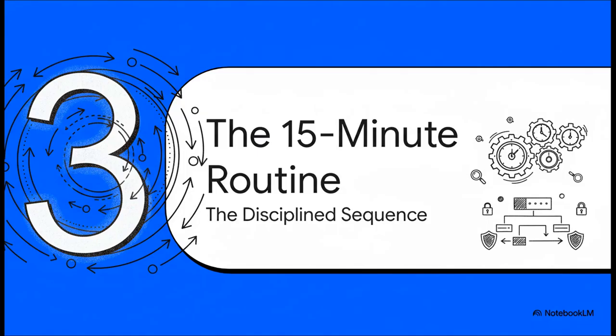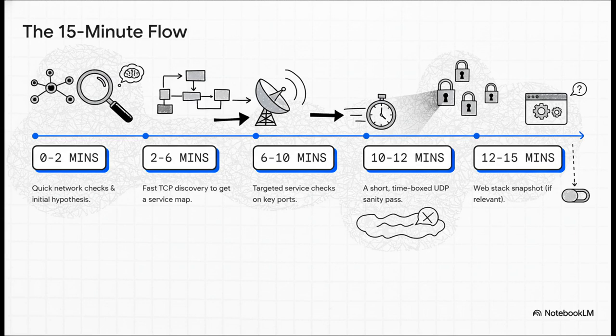Okay, so we've torn apart all the problems. Now, let's build the solution. This is it, the elegant, repeatable 15-minute routine that is designed to counter all those mistakes and build some real, actual momentum. Now, what's so cool about this flow is the discipline that it forces on you. Look at this. It starts with 2 whole minutes for basic checks and to actually write down a hypothesis before you even scan. Then, a quick TCP discovery, just to get the lay of the land. It's only then that you zoom in on the key services and notice that short, time-boxed UDP check. It's not about finding everything, it's about reducing doubt quickly. And web comes last, and only if it's actually relevant.